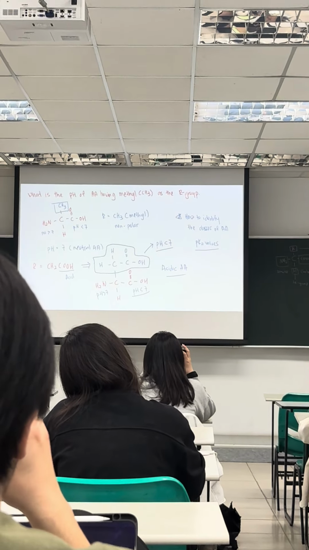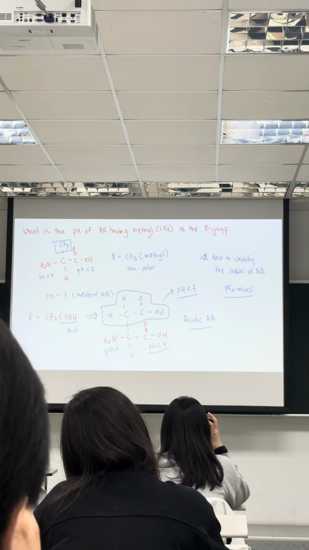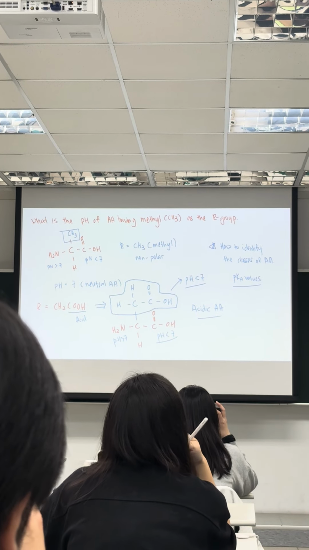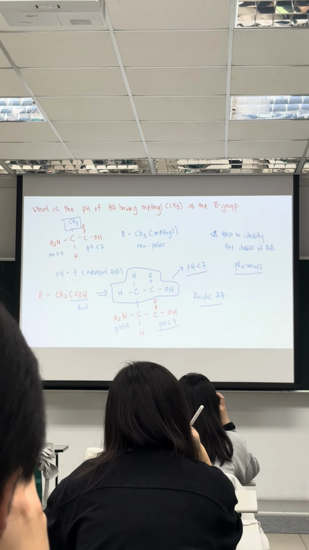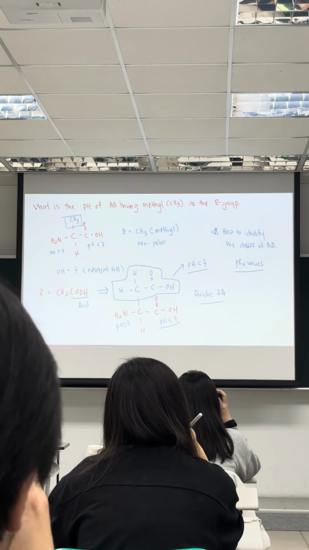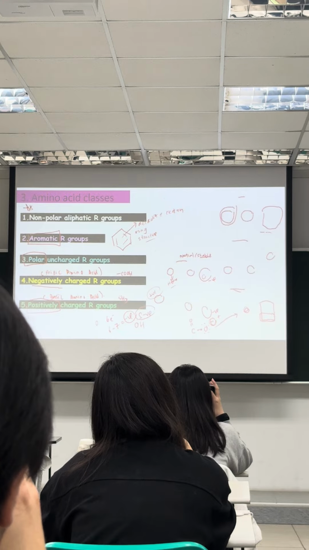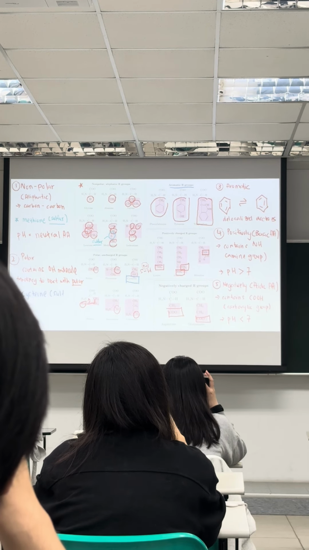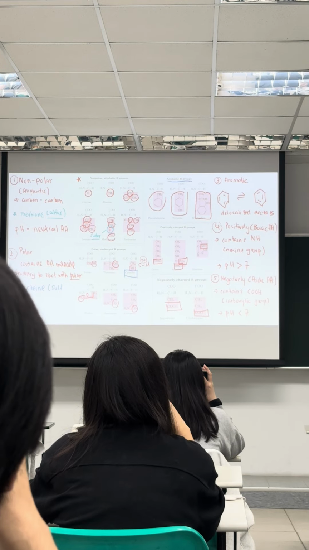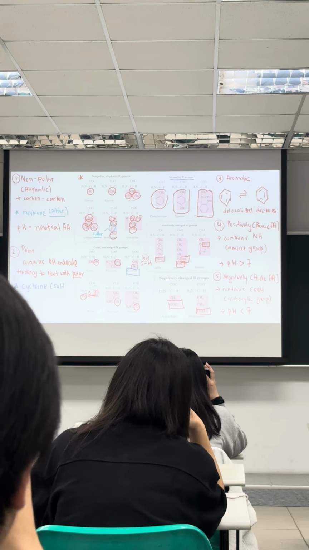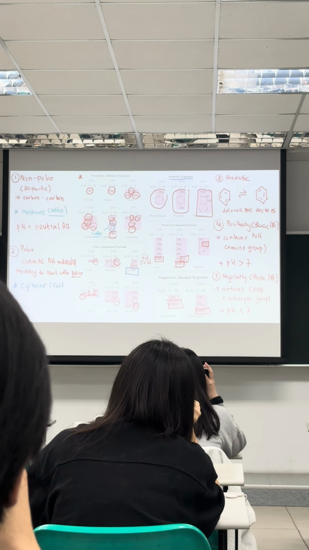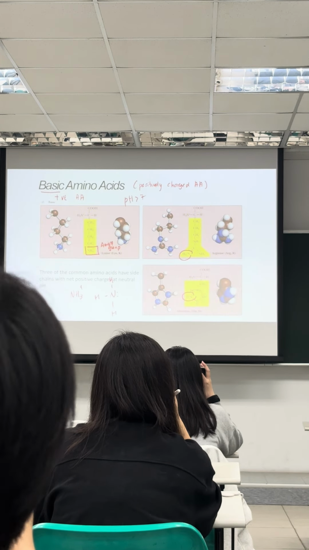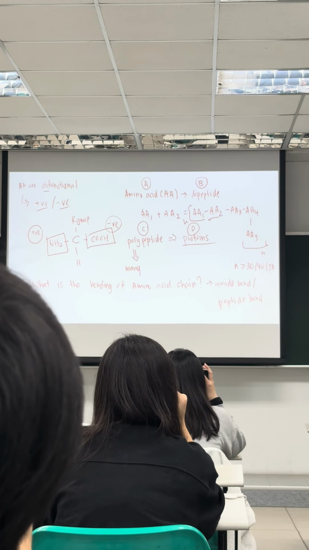If the question asks how to identify the classes of amino acid, that really depends on the R group. Let me go straight to the point. I think we have discussed all of these, the different categories of amino acid: non-polar, polar, aromatic, positively charged, negatively charged. We have looked into each of the amino acid groups.